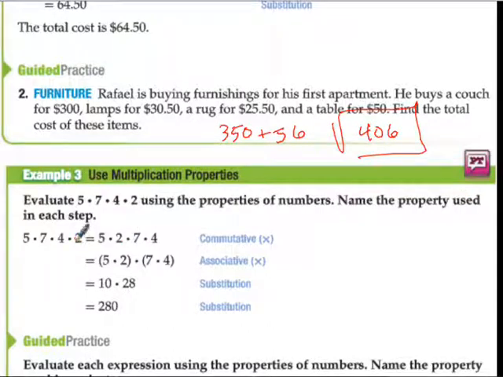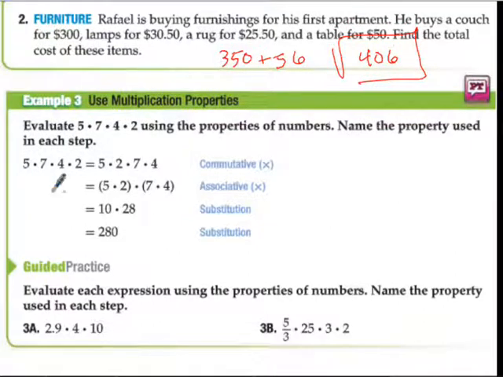Here, evaluate 5 times 7 times 4 times 2 using multiplicative properties. Name the property used. So here again, it makes more sense to rearrange the order so we do 5 times 2 first. The reason is because 5 times 2 is 10. That's easier. It's easier to work with when we have numbers like 10.